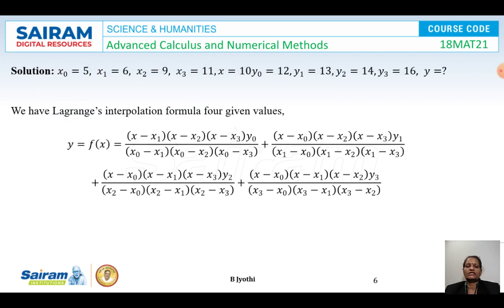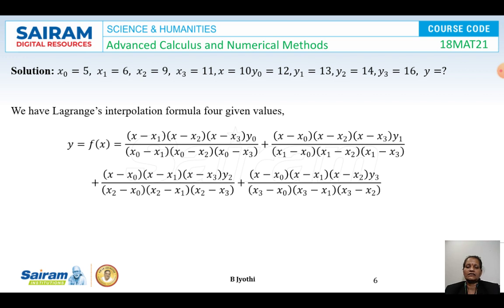Here no need of construction of the table. The only thing is we have to find out what is x0, x1, x2, x3 and x value, and also corresponding to that what are the y0, y1, y2, y3 and y value. That is x0 is given by 5, x1 is 6, x2 is 9, x3 is 11 and we need to find y at x equal to 10. y0 is 12 and y1 is 13, y2 is 14, y3 is 16. We need to find what is y at the value of x as 10.